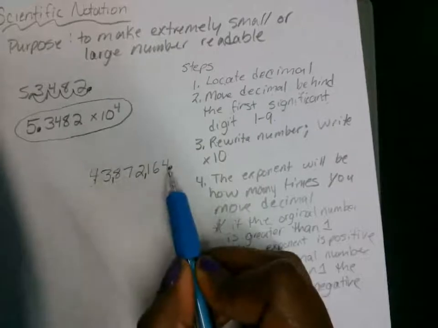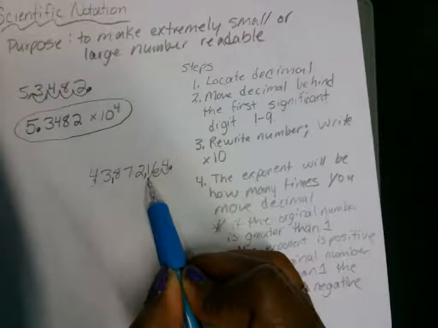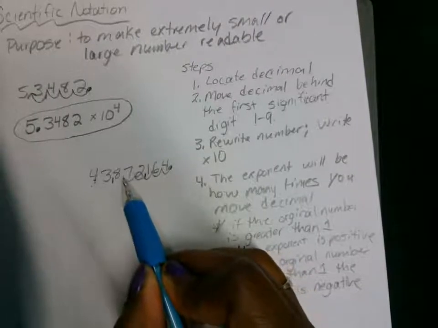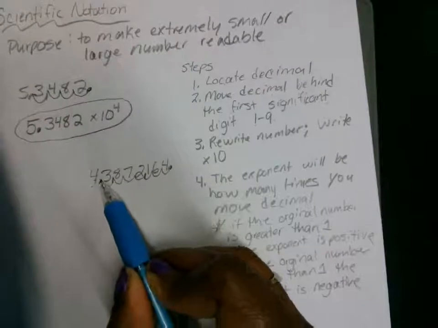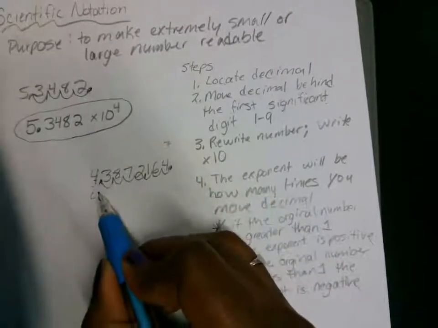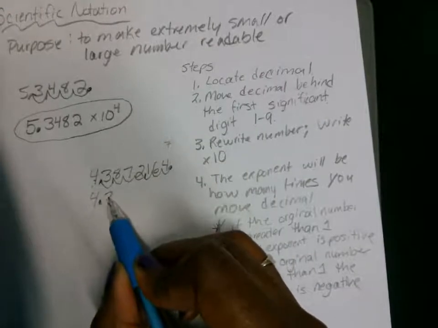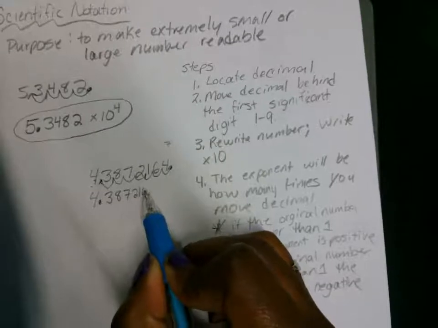As you're moving the decimal, count the number of spaces. 1, 2, 3, 4, 5, 6, 7. Okay? So now rewrite that number. I'm going to put a little 7 here to remind myself. All right, 4 decimal 3 8 7 2 1 6 4.